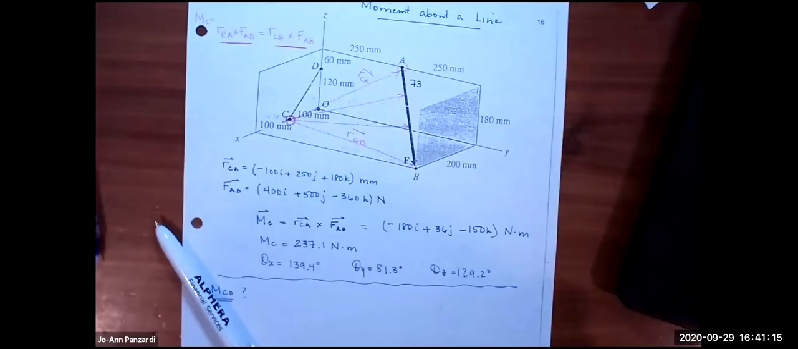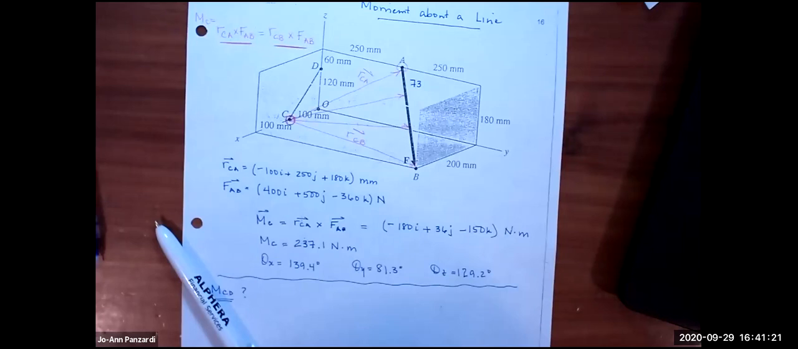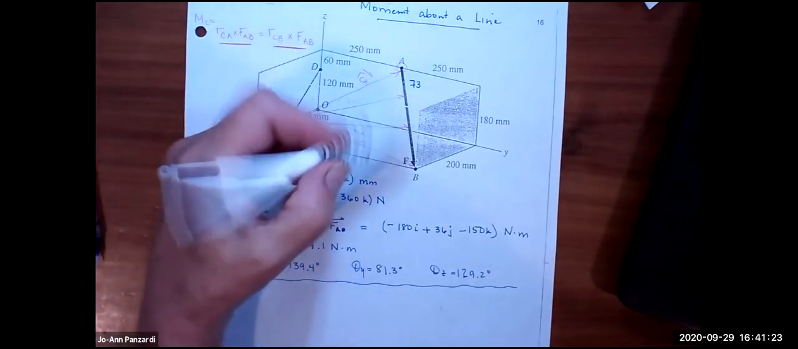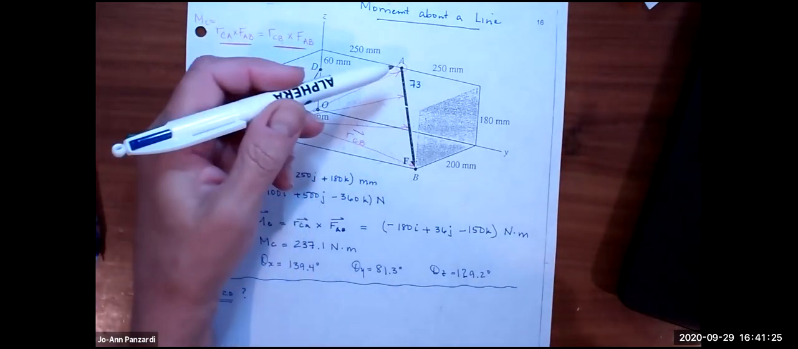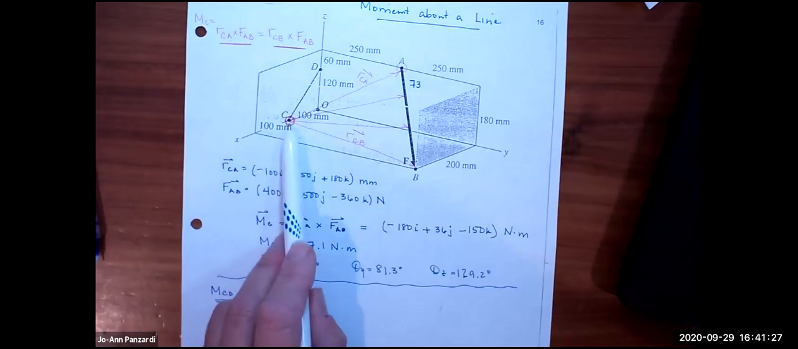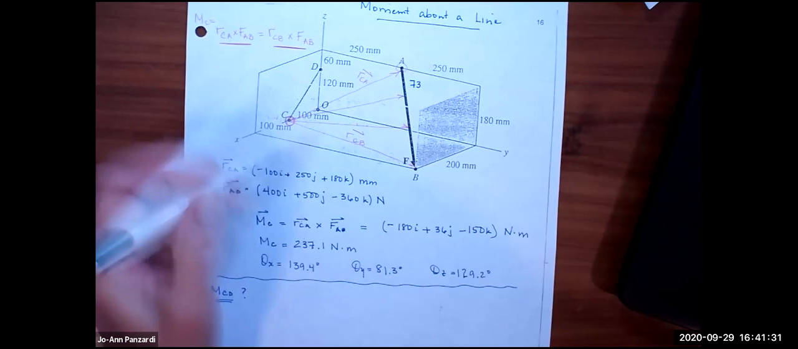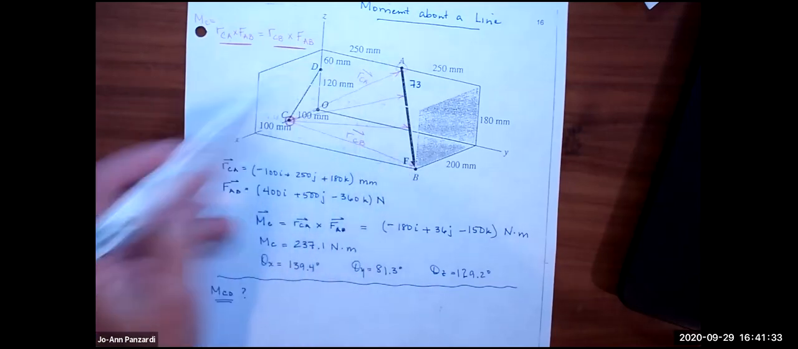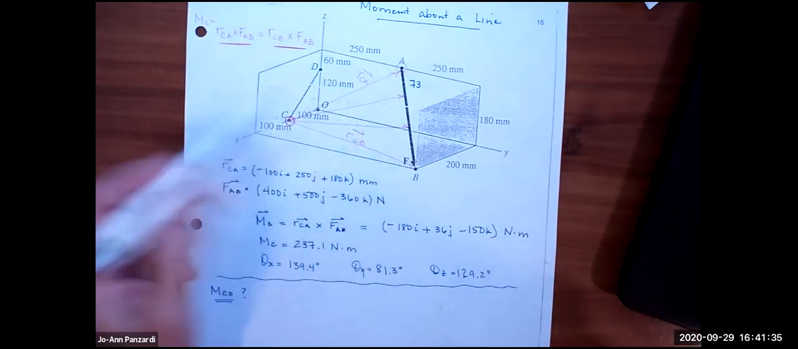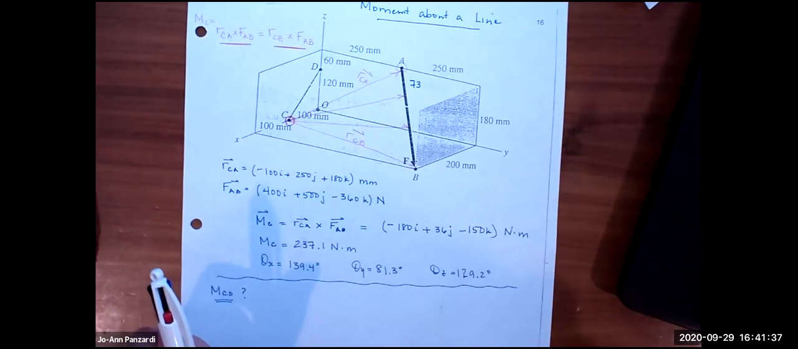Jordan, what did you say? Does it matter if you write the forces as FAB or FBA? Yes, it does. Because now you're flipping the direction of the force. Think about it. In this case, I'm finding the moment about point C. It's going to go this way, right? Clockwise. If the force is going in the other direction, the moment's going to be counterclockwise, right? Does that make sense, Jordan?